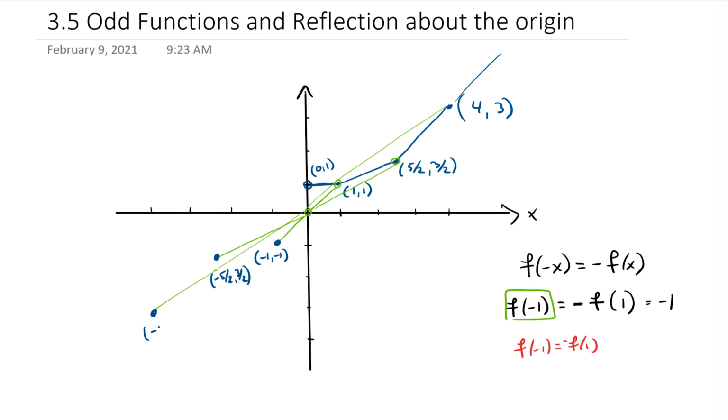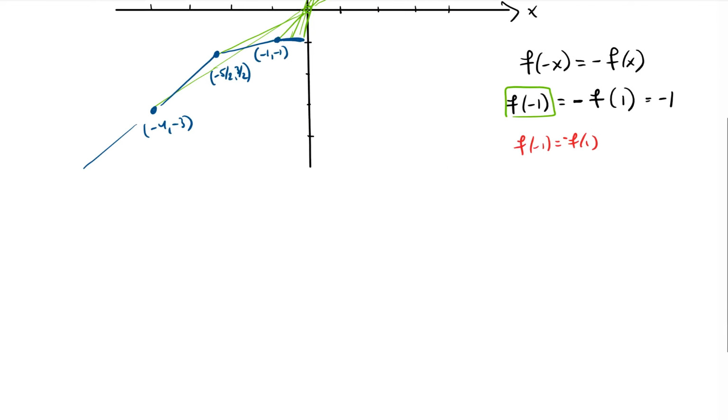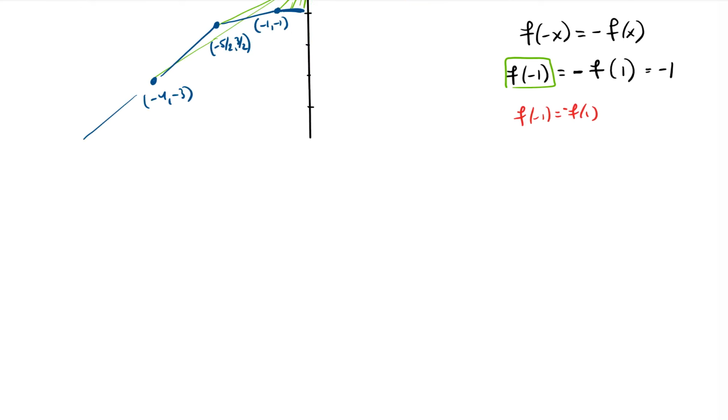at (-4, -3). Okay, and if we do this with, for example, points on this line, you see we actually end up creating this part of the curve. So we're going to end up again with something that looks like that. So it's really a reflection across the origin.